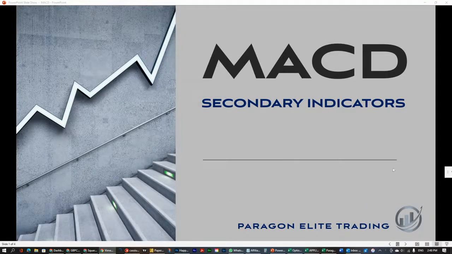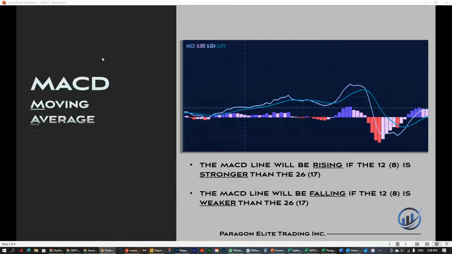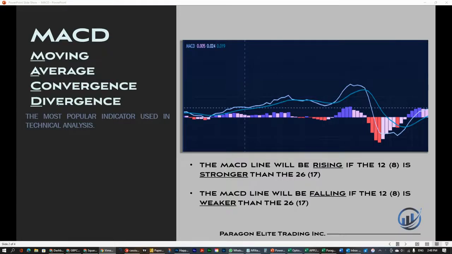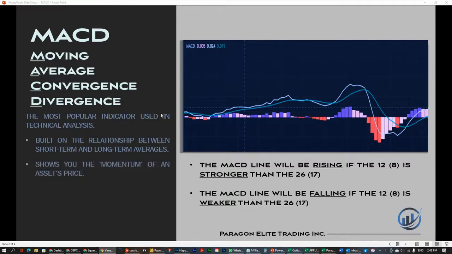Just wanted to go over an indicator with you. It's pretty important. One of the most commonly used in the technical analysis space. The MACD stands for Moving Average Convergence Divergence. That's a mouthful, so thank goodness for the MACD acronym. But it's built on the relationship between short-term and long-term averages.